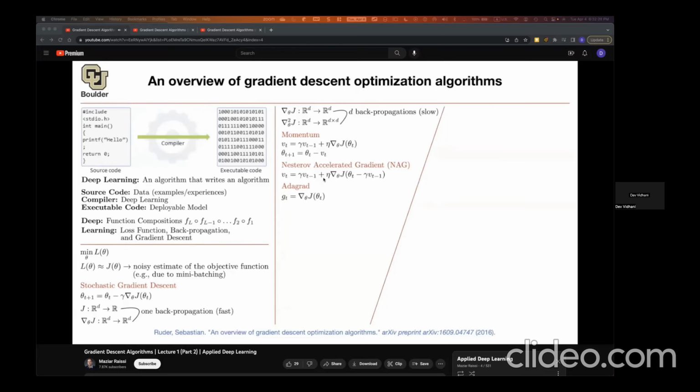It would be good if you could make the learning rate adaptive. The rest of the methods that I'm going to cover are trying to make eta adaptive, the learning rate to be adaptive.